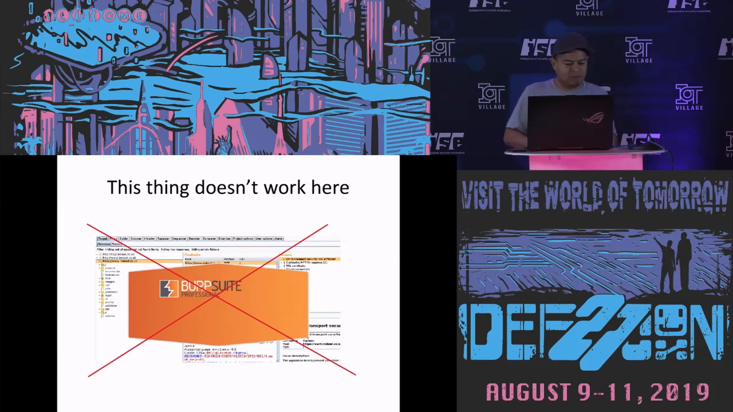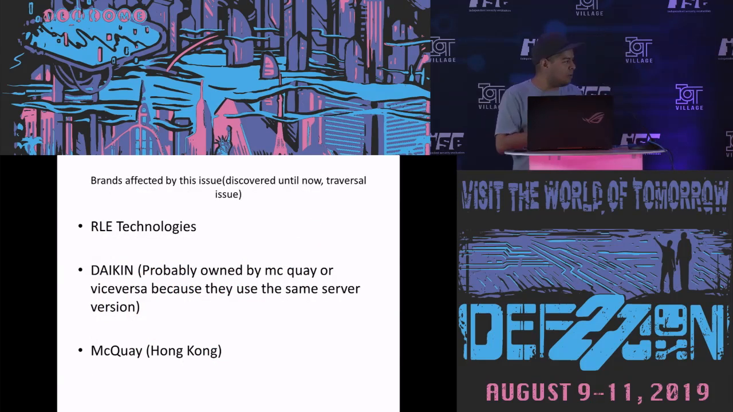It's not prepared yet. Okay, so brands affected by this issue discovered until now, this is a traversal issue, as I mentioned. The first brand is called RLE Technologies. This is a brand who manufactures devices for industrial purposes. Protocol converters, industrial routers, blah, blah, blah. Then Daikin, which I don't know what the relationship with MyQuai is, which is a Hong Kong company. They are using the same kind of server in both brands. So they have one device here and another device here, and they are using the same technology, so they are affected by the same issue. Two brands using the same technology. There is another brand which is not included here that I found last night, which is called KMC Control. It's affected by the same issue, but was found last night, so it's new.